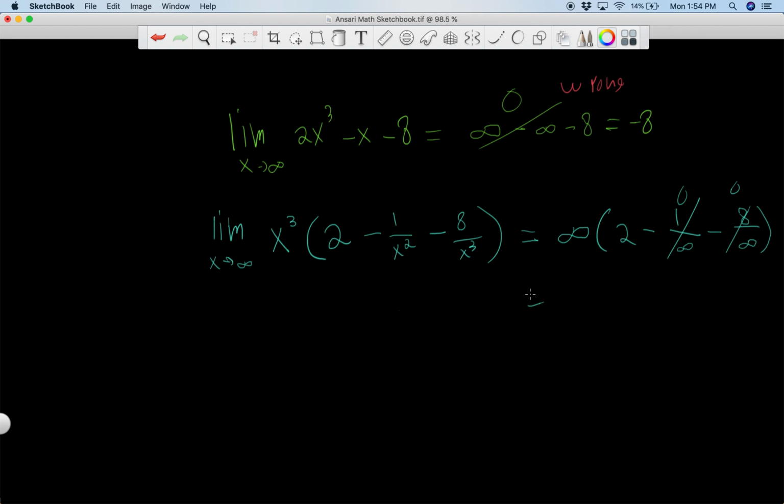So we're left with infinity times some value. So this is just infinity. So the answer to this question, which we thought was initially negative 8, is actually infinity. So the limit as x goes to infinity of 2x to the third minus x minus 8 is infinity.